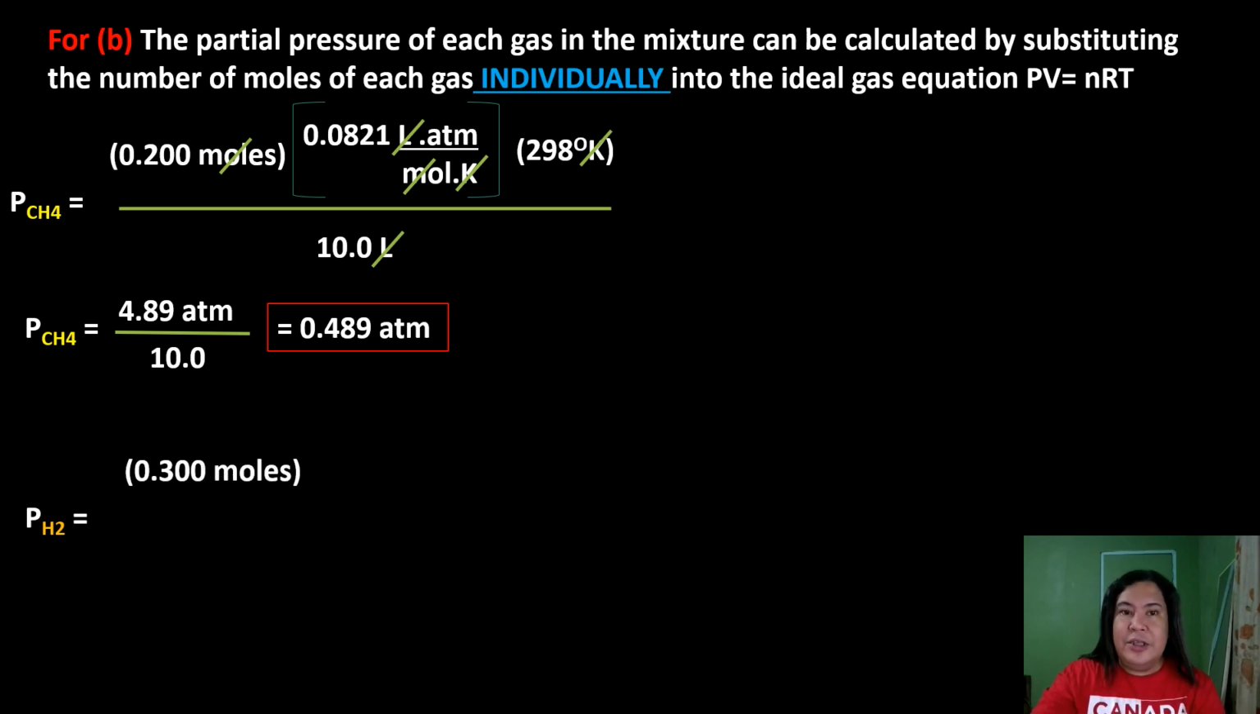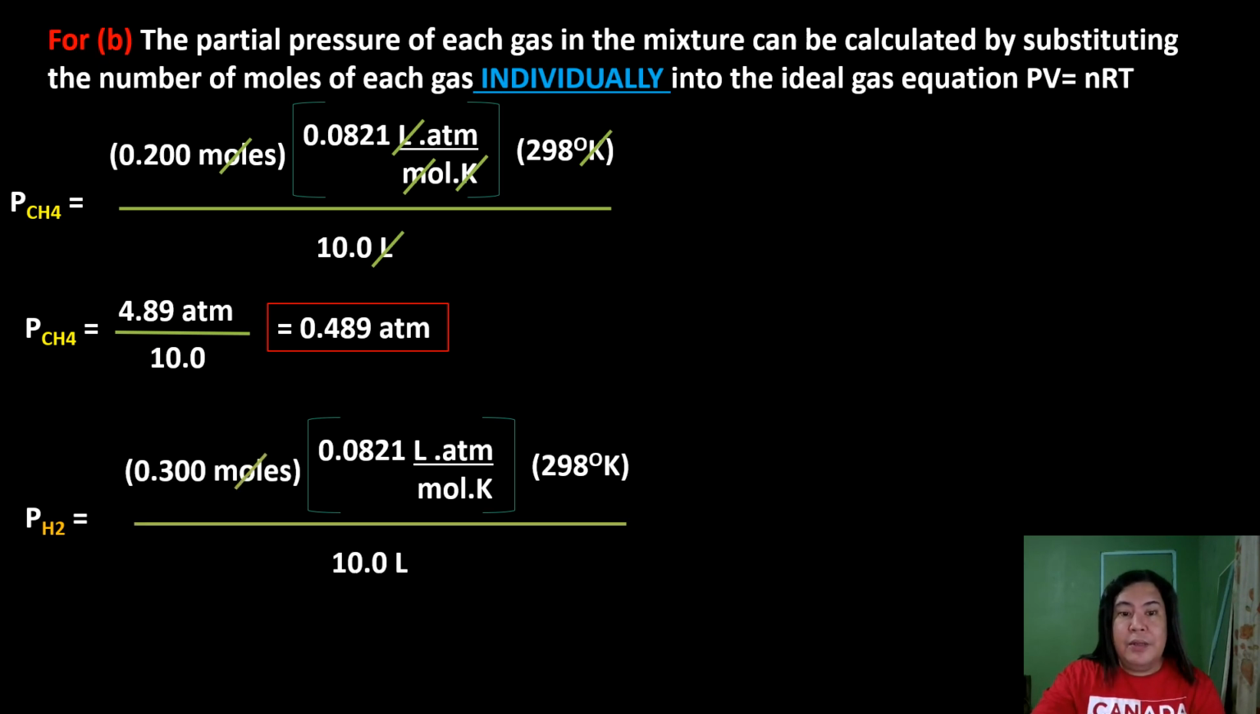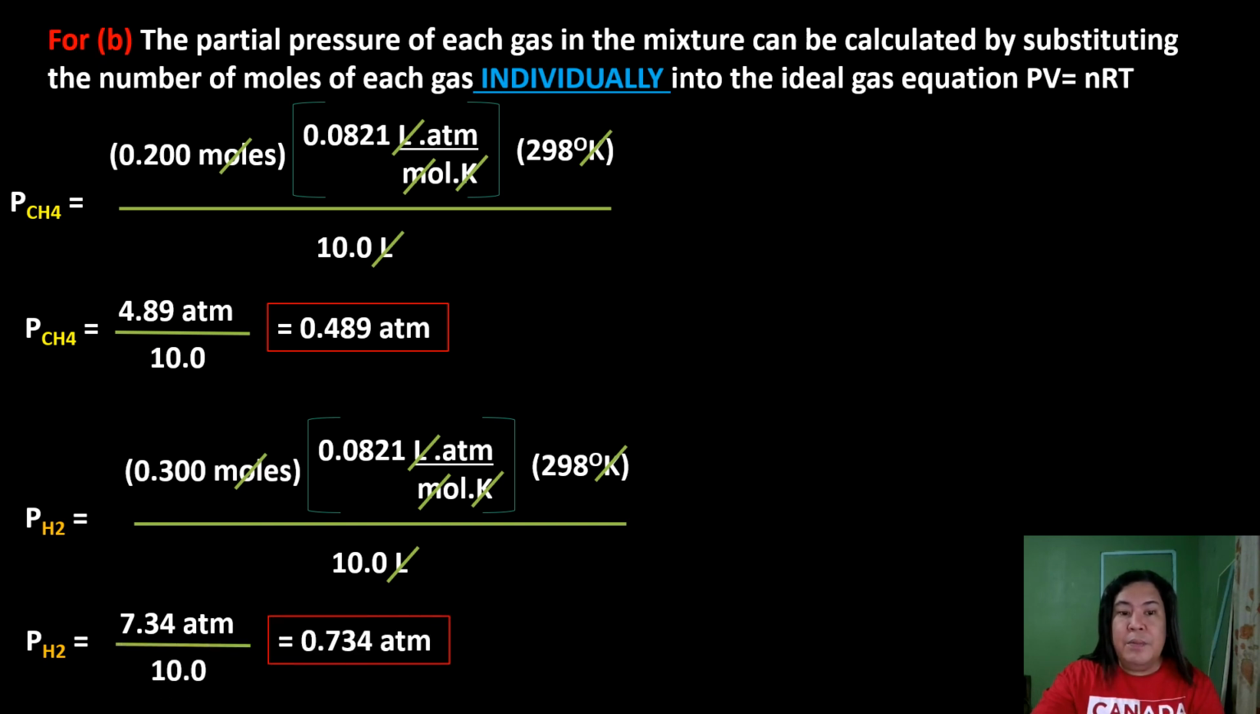Okay, let us proceed to hydrogen gas. Okay, so hydrogen gas has a mole value of 0.300 moles multiplied by the universal gas constant and the temperature in Kelvin, divided by the volume of the container. Then cancel all unwanted units. Then you will get 7.34 atm divided by 10.0, and then the partial pressure of hydrogen gas in the vessel or in the 10-liter container is 0.734 atm.